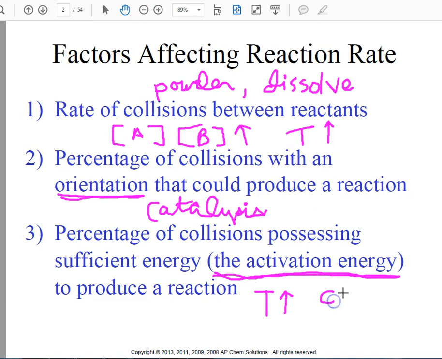Another thing that we can do in terms of energy is, again, add a catalyst. And what a catalyst does is it decreases the energy requirement. So if less is required, then more likely they'll have enough if we decrease the requirement. But the temperature gives them more energy in general. So these are the three factors that affect reaction rate, and these are some ideas of how we could help a reaction along in terms of those three factors.